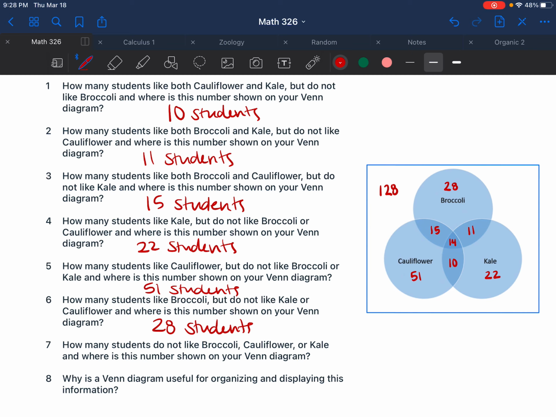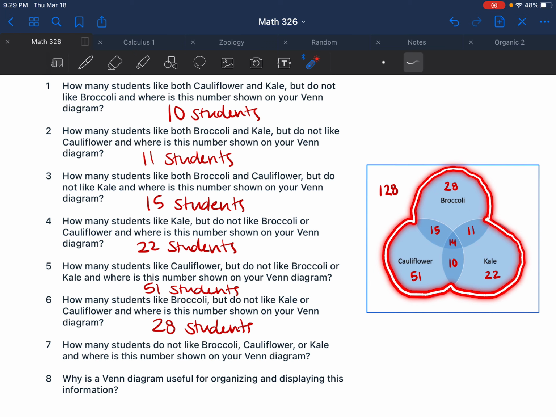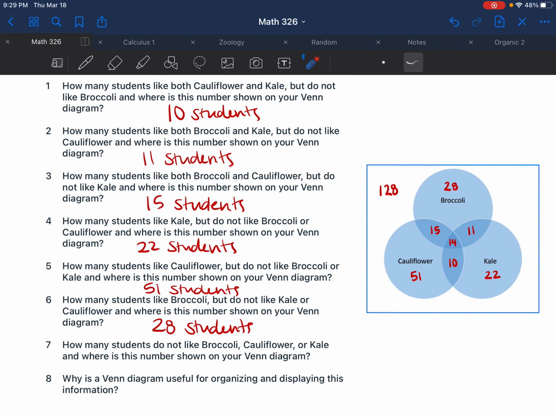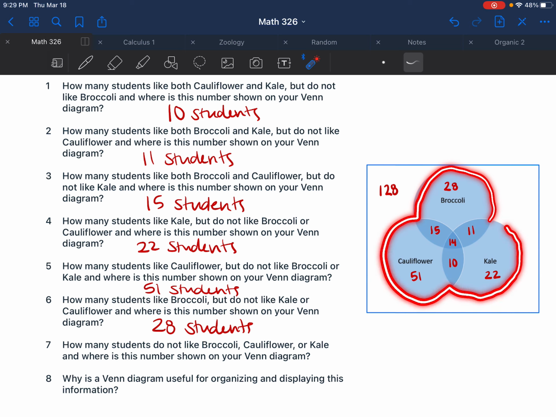Number 7, we're almost there. How many students do not like broccoli, cauliflower, or kale? And where's this number shown on your Venn diagram? So we're looking for the kids that just don't like vegetables. They are like, no broccoli for me, no cauliflower, no kale. And remember, everybody in this section likes a vegetable of some sort, a vegetable that was listed. Maybe they like carrots or corn or peas or something, but they do not like broccoli, cauliflower, or kale.